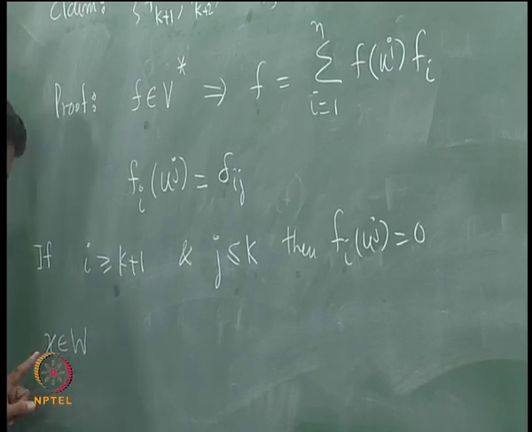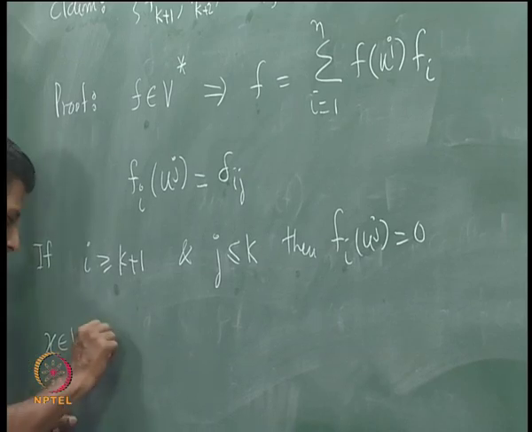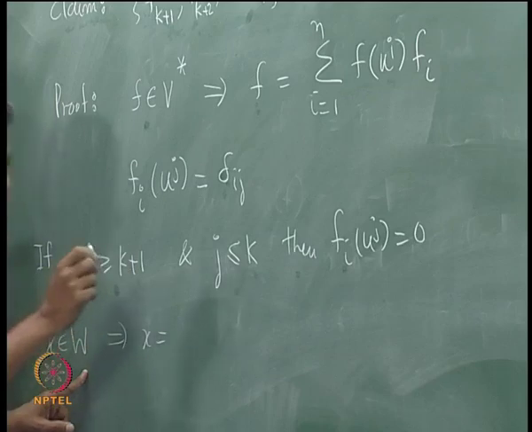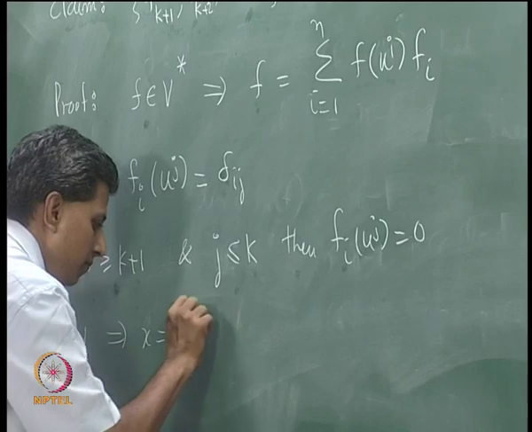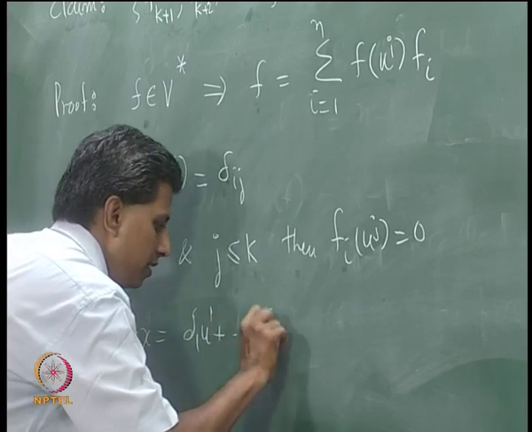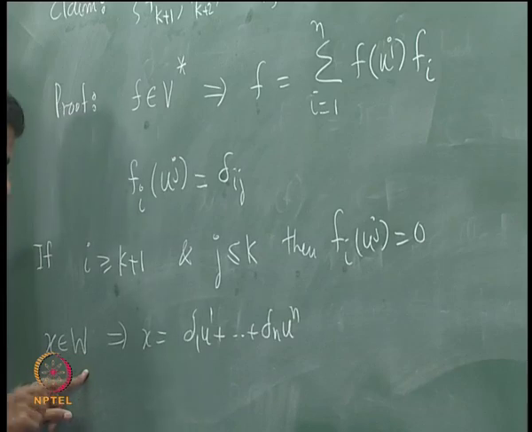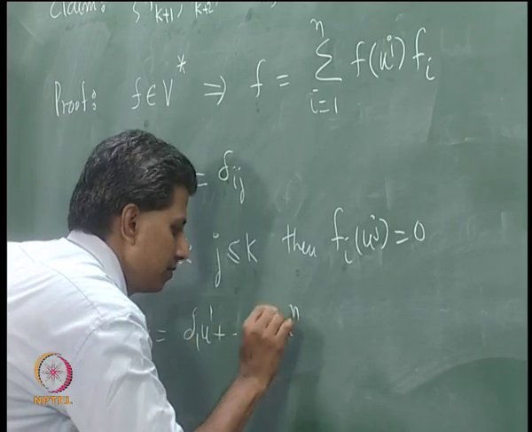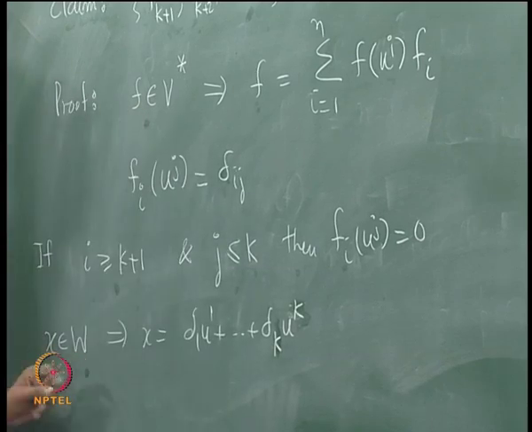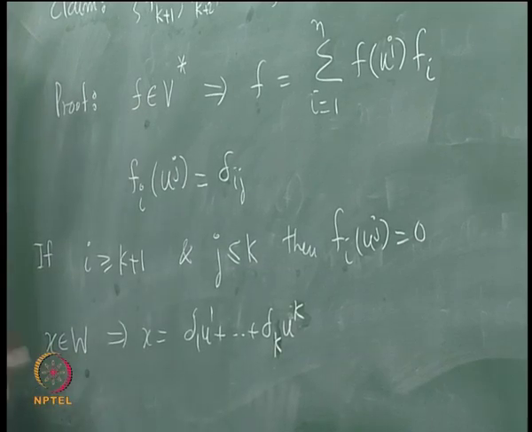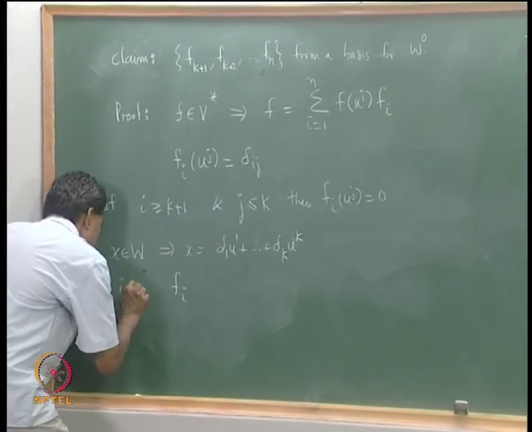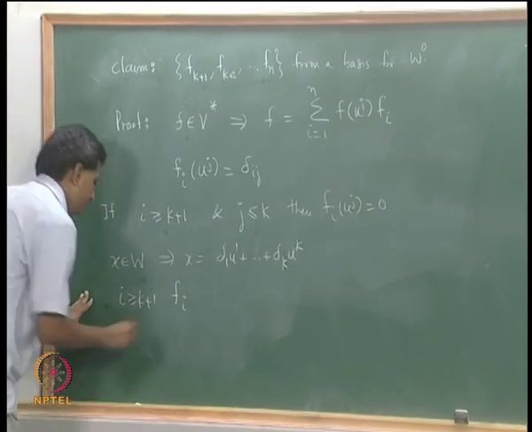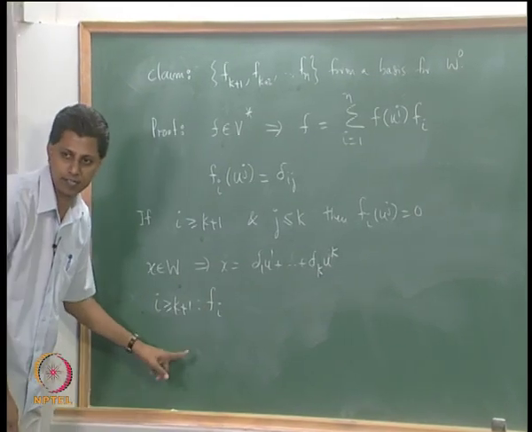Look at x belongs to W, then x is a linear combination of those basis vectors. So let me take some delta 1 u1 etc. plus delta k uk. Now look at fi. I am again considering i greater than or equal to k plus 1.